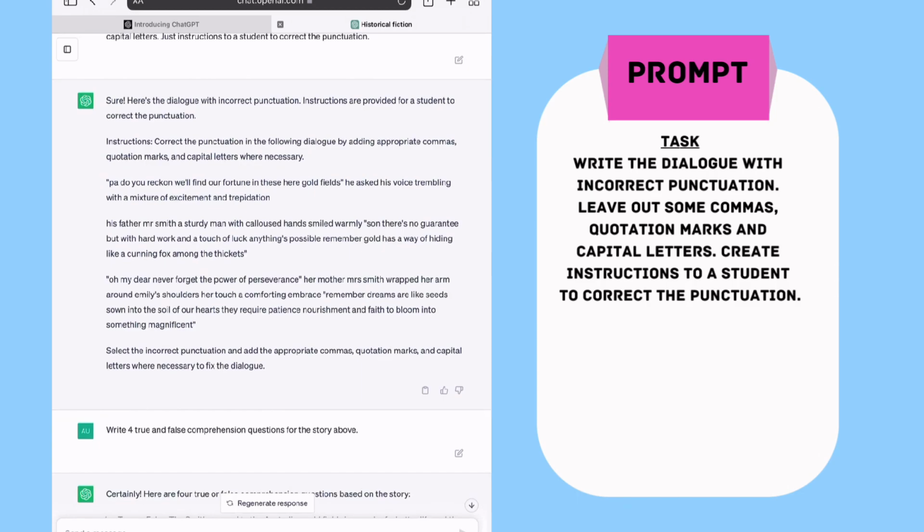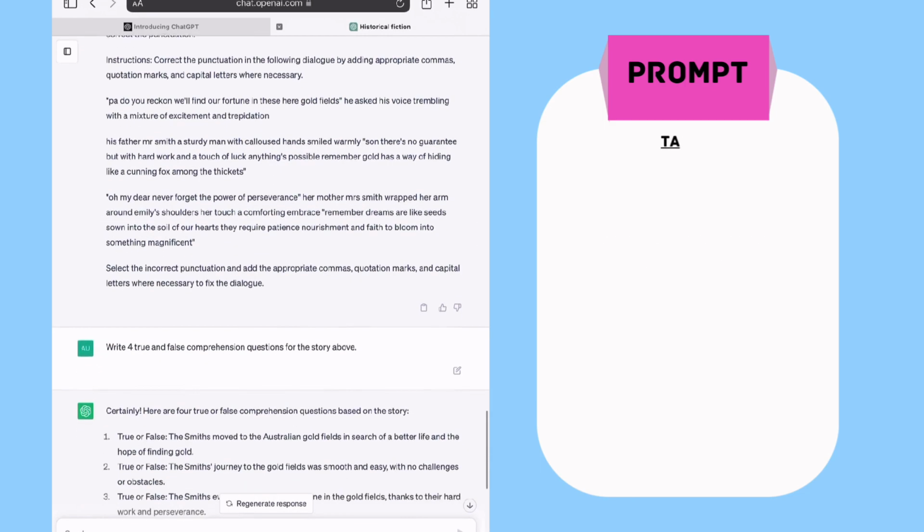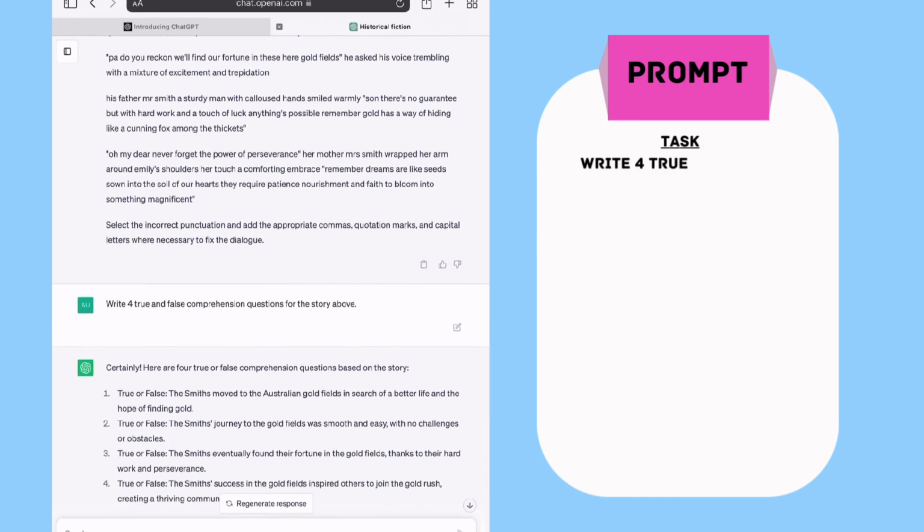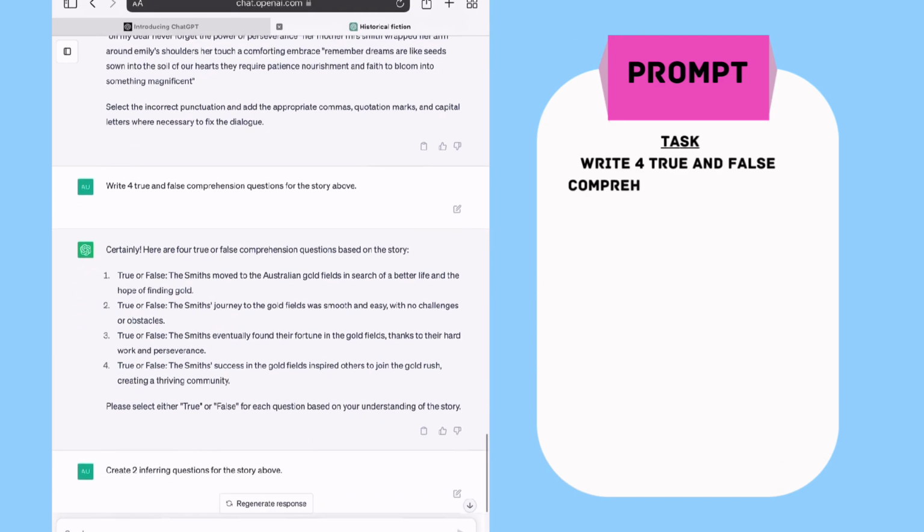So it's done exactly that. It's taken some of the speech from the previous text, it's left out some of the correct punctuation, and your students can go through, either rewrite it or just add in the corrections, however you would like to complete that activity.